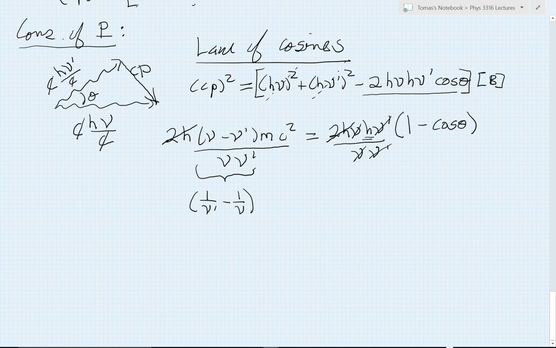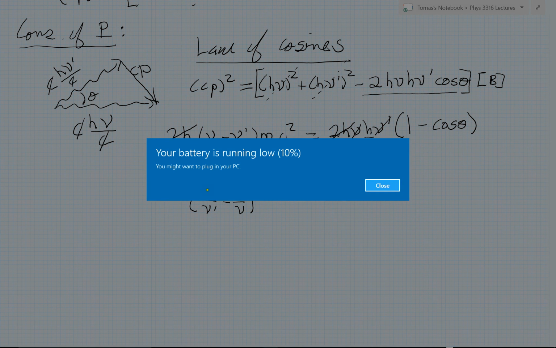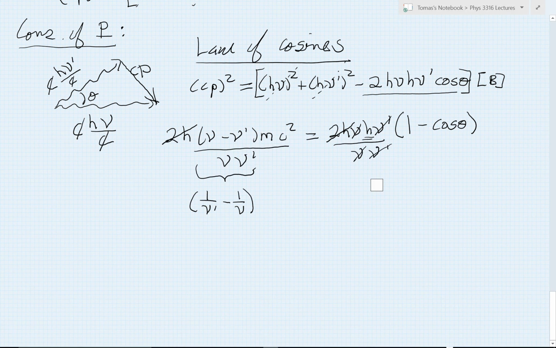And what's interesting to me is this mc squared here, because if I have one factor of c, c over nu is something that I recognize, right? So c over nu, sorry about that technical difficulty. Let me get some power going in here. c over nu is something I definitely know.